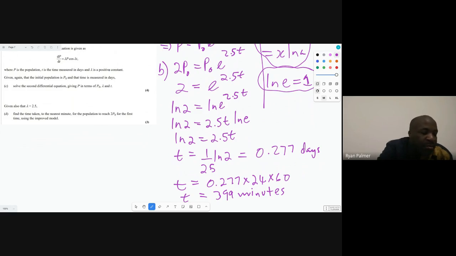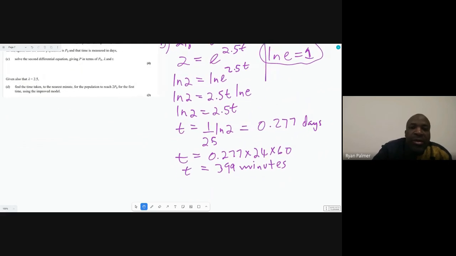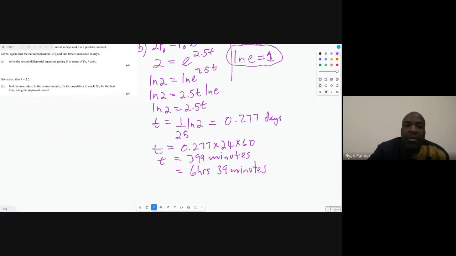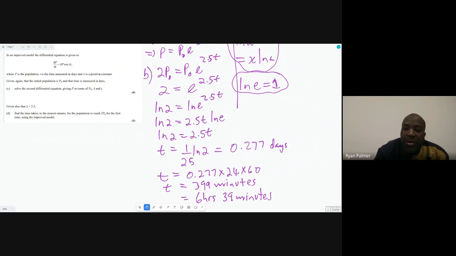If we convert that to hours and minutes, it's going to be equal to 6 hours and 39 minutes. Okay, so that represents the approach for part B.